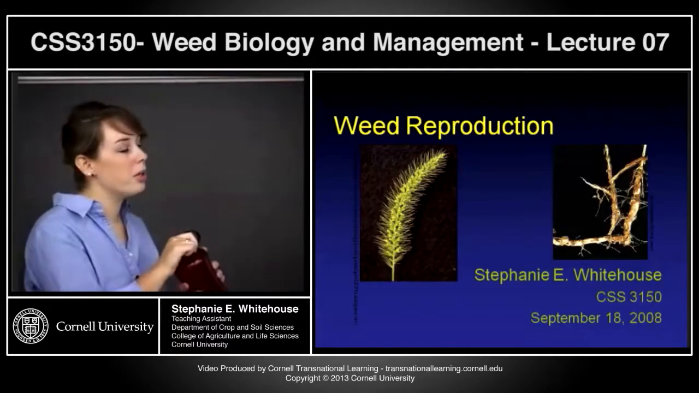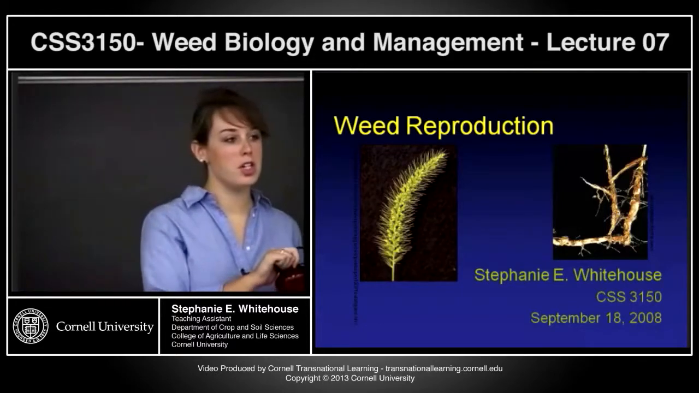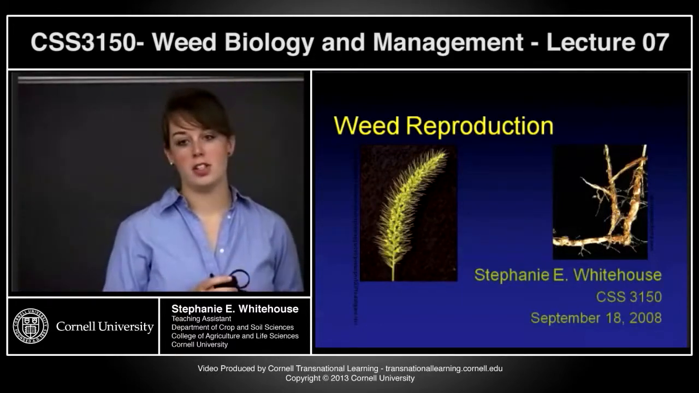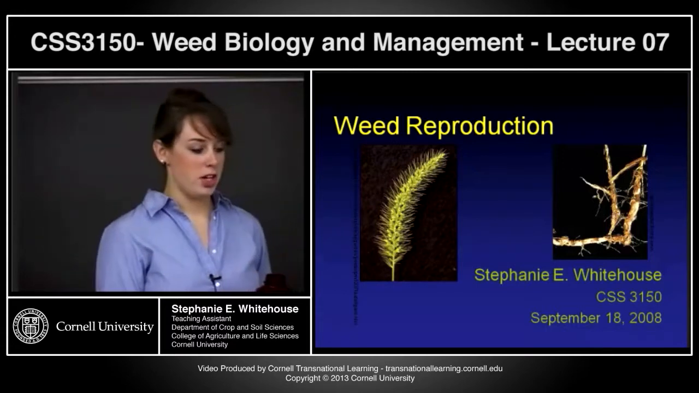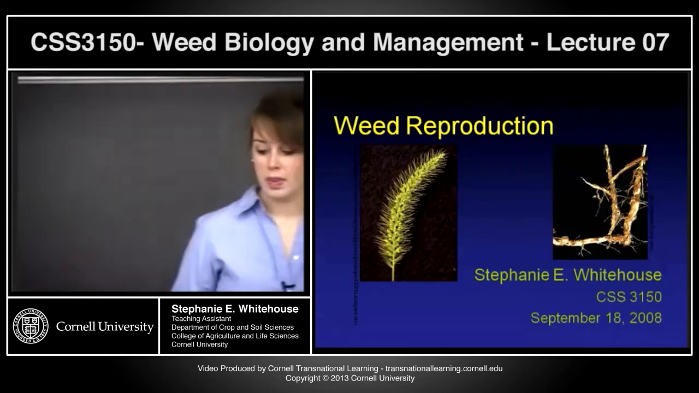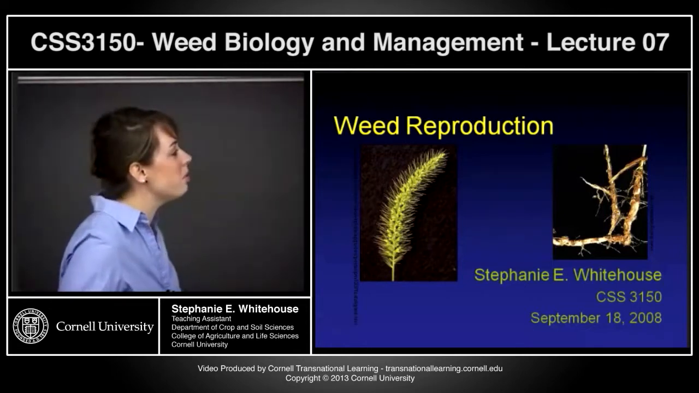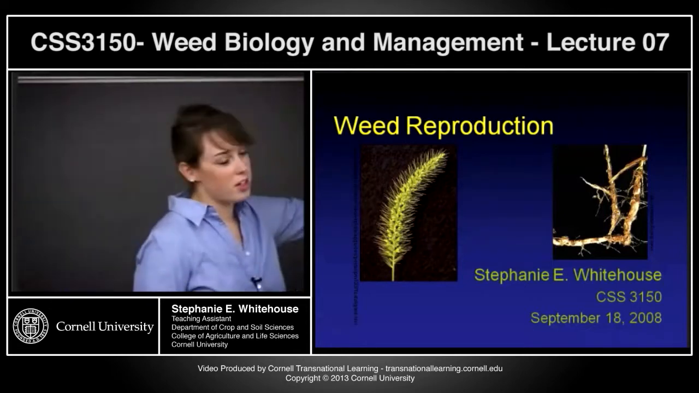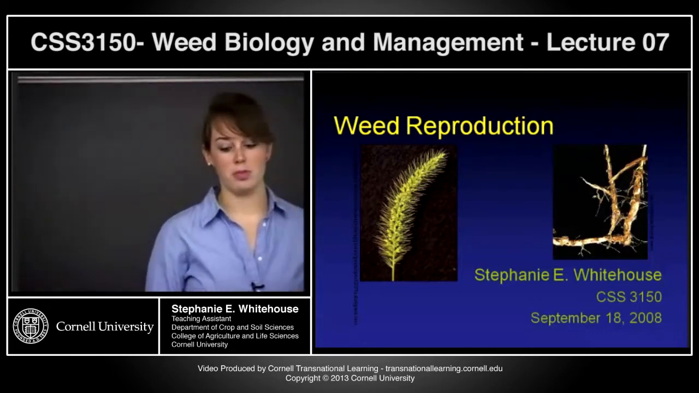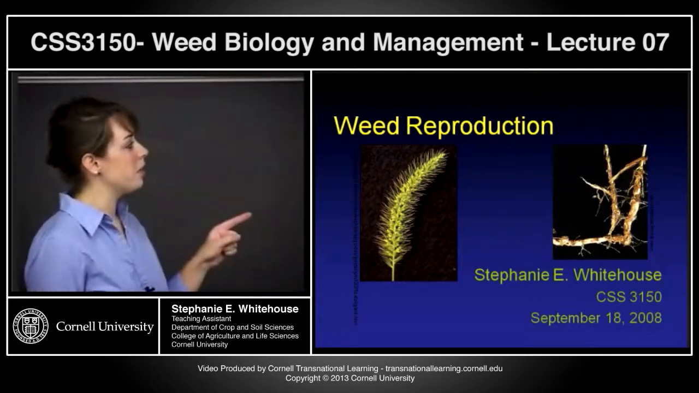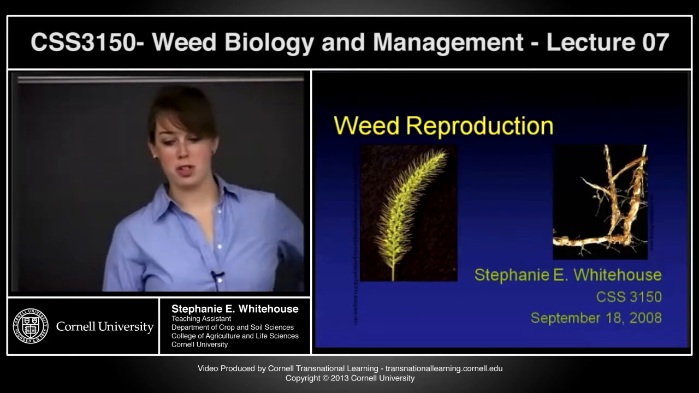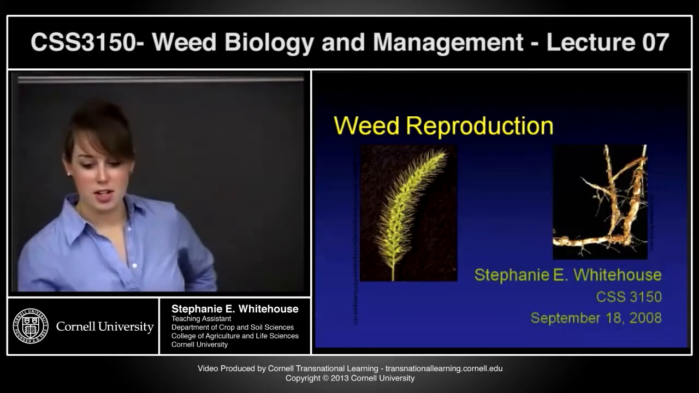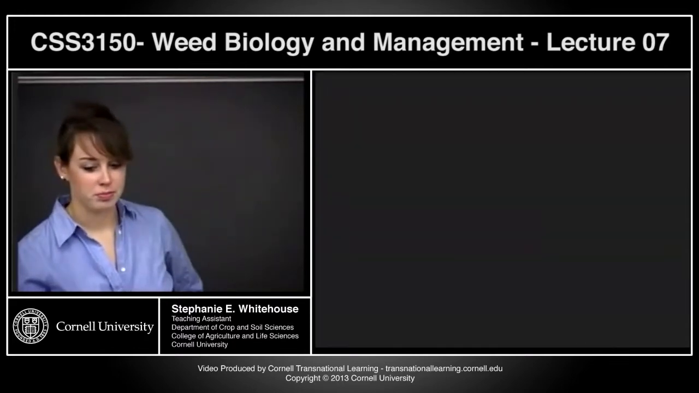So guys, today we're going to be talking about weed reproduction, specifically looking at reproduction via seed and then reproduction via vegetative propagation. So just a couple examples here. We have some giant foxtail, which, as we all know, are summer annuals. They reproduce by seed. And then we have on the right-hand side some rhizomes from Johnson grass, which is one of our rhizomatous perennials that we were tested on yesterday and on Tuesday.